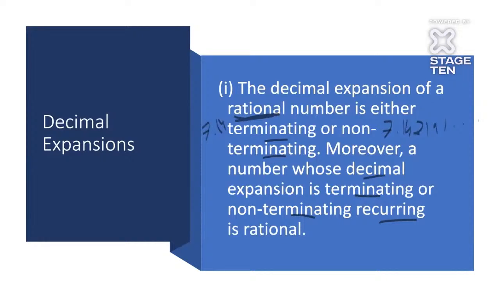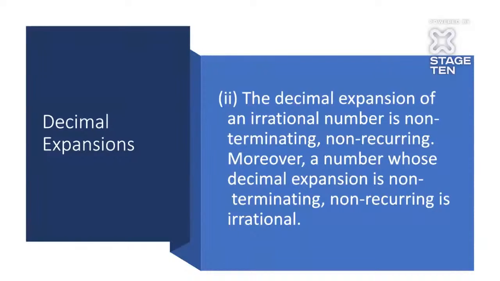Now, when I have non-terminating like 7.14141414, only 1414 is repeating. So that becomes a rational number, non-terminating recurring, because it keeps on going infinitely, but I can write it in the form of 7.14 bar. That is my recurring.